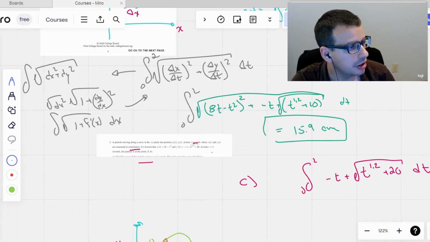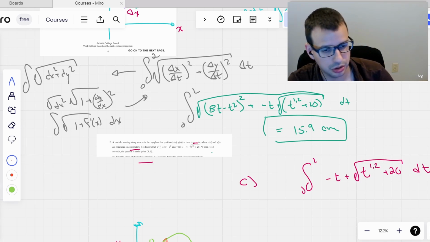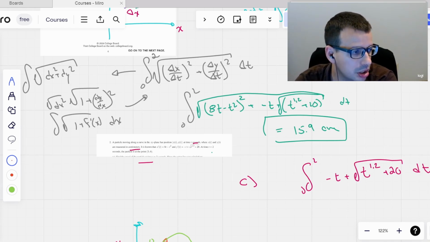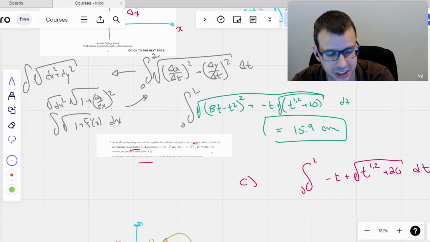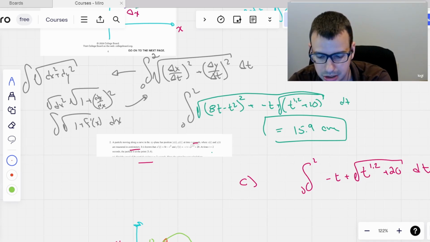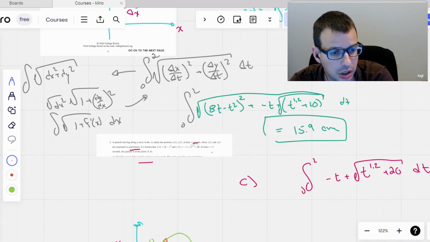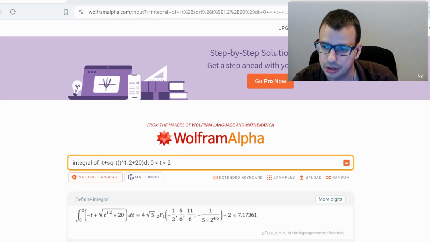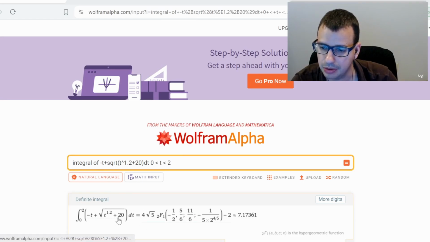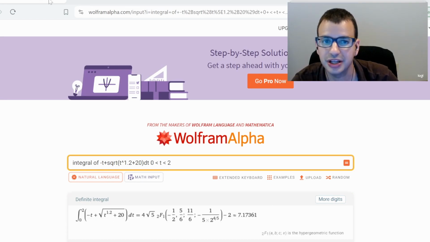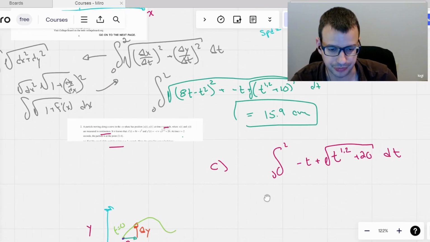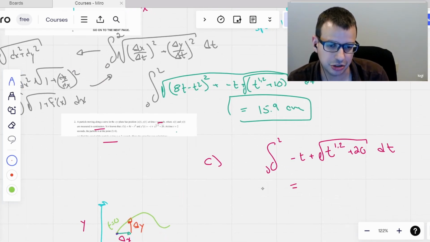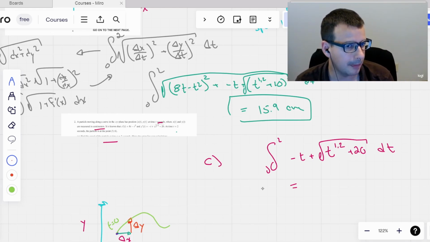Putting that into a calculator, we're going to do the integral of negative t plus the square root of the quantity t to the 1.2 plus 20, dt, for 0 less than t less than 2. So what I did here is I did just the y portion, and it gives us an answer of 7.17, which might be true. I'd expect an answer less than the total distance traveled. Probably, yes.